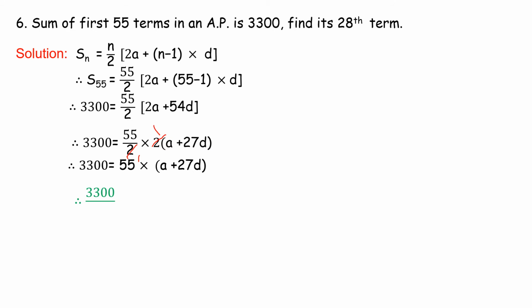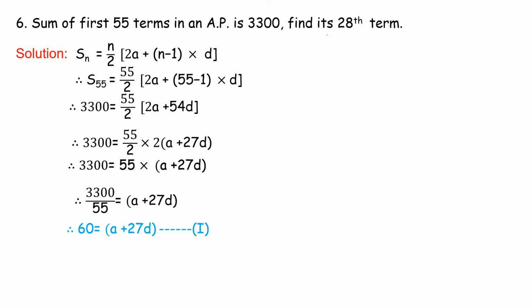Therefore 3300 divided by 55 is equal to a plus 27d. 11 5, 11 3, 0 0 as it is. 5 1, 5 6, 0 as it is. 5 6 30, 0 as it is. Therefore 60 is equal to a plus 27d. This is statement number 1.